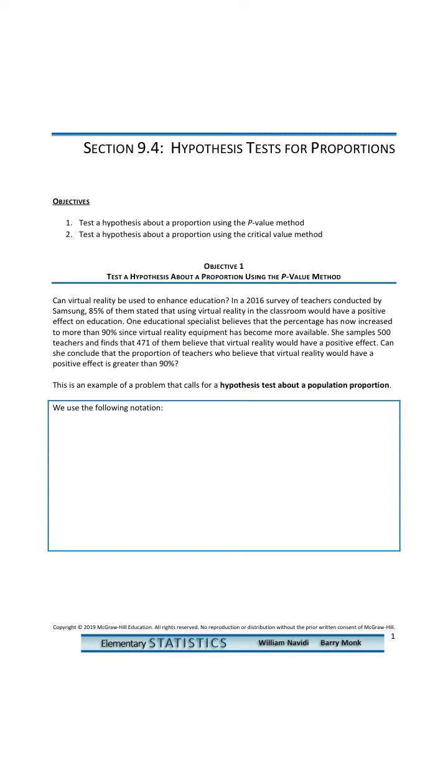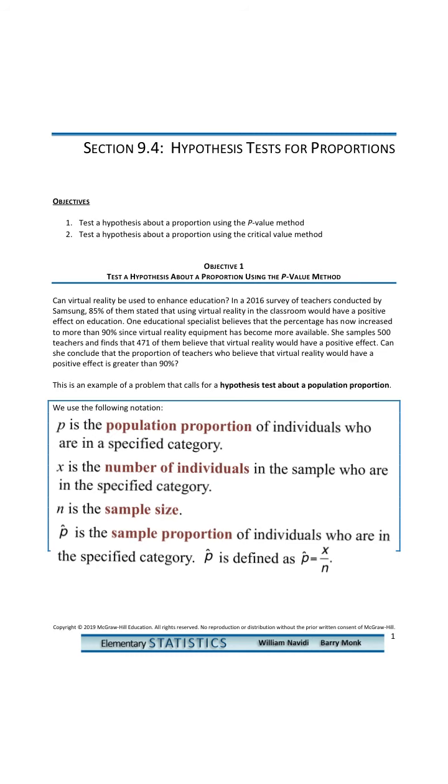In this section, I am going to explain the hypothesis test about a proportion using the p-value method and a critical value method. So before explaining the method, let's look at the notations.